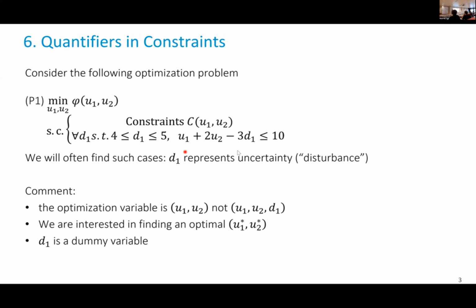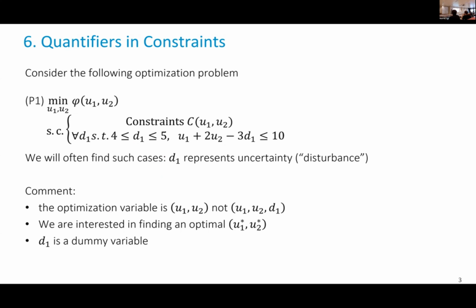Perhaps it's a constraint on the power flow on some line, or the satisfaction of some user. And here, it's a constraint that defines what is the set of disturbances. So we have two distinct roles played here.